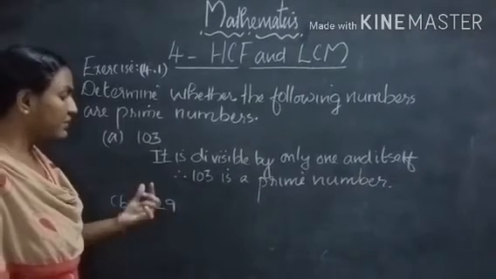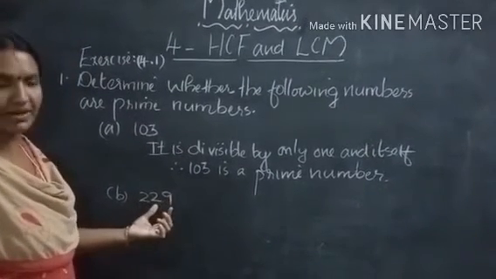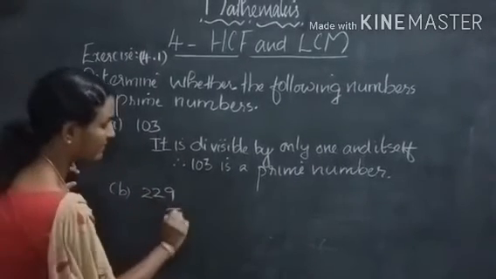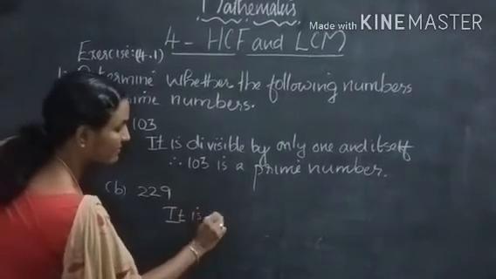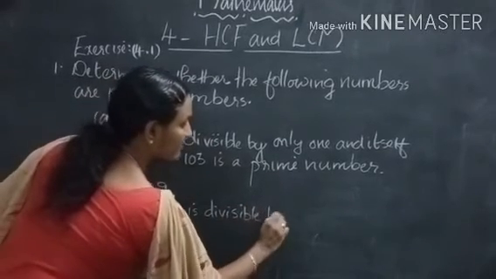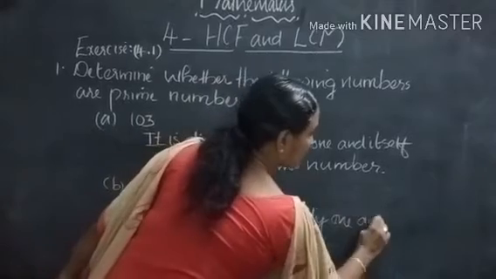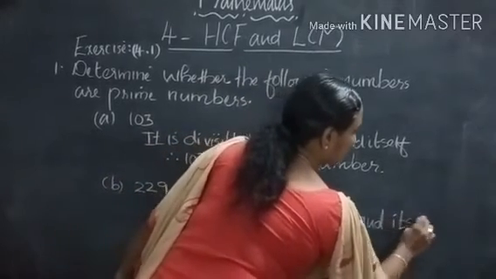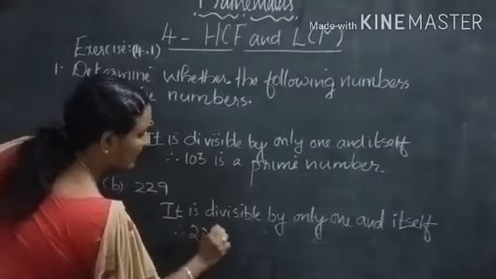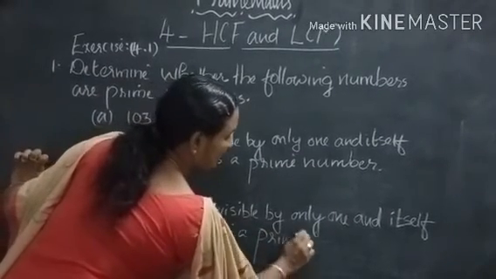Option B, 229. It is also a prime number. It is divisible by only 1 and 229 itself. Therefore, 229 is a prime number.